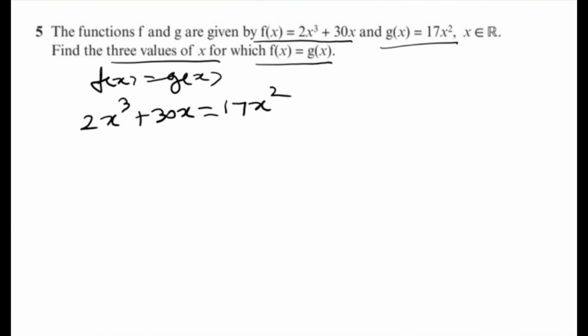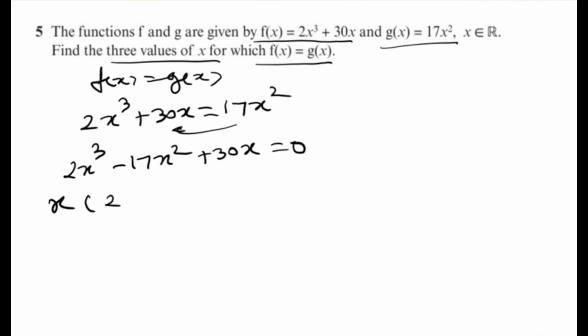Now to simplify further, we have to take 17x squared to this side. So 2x cubed minus 17x squared plus 30x is equal to 0. Now it's simple, like solving an equation. You can see x is a common factor. So x times 2x squared minus 17x plus 30 equal to 0. As we have to find 3 values, the first value I get is x is equal to 0.